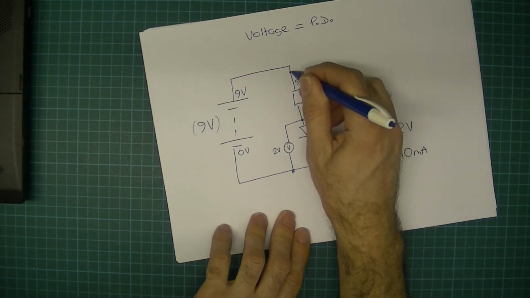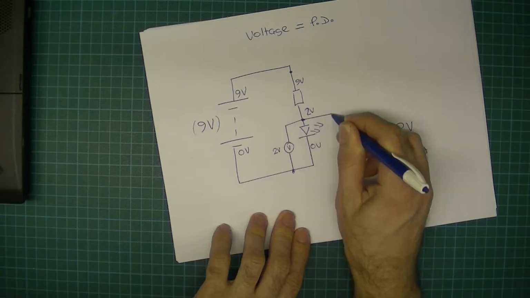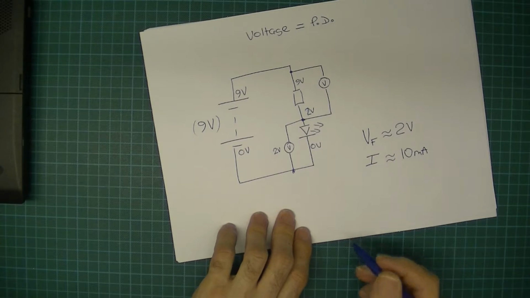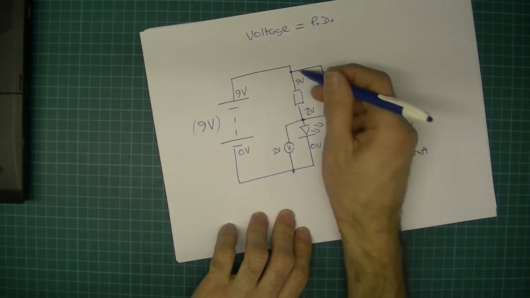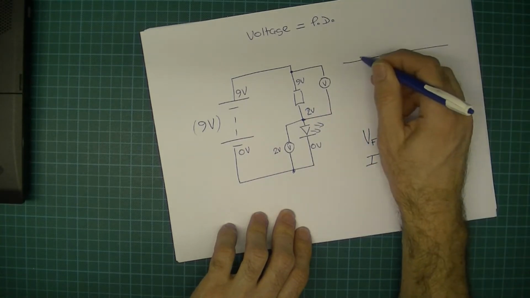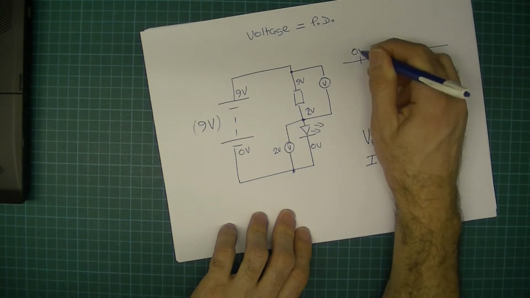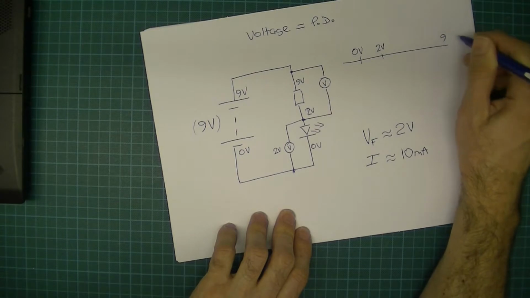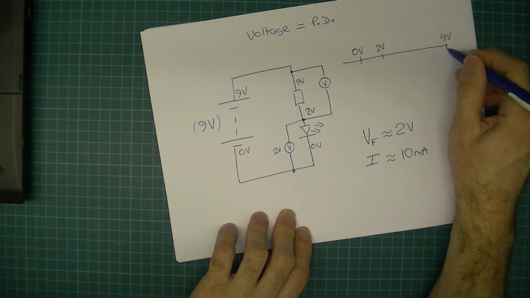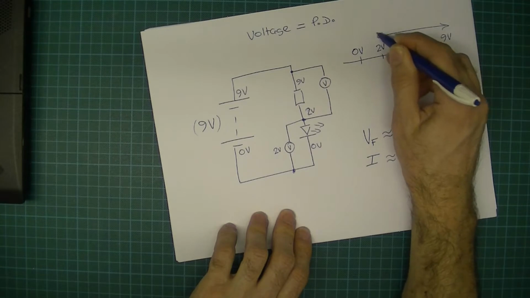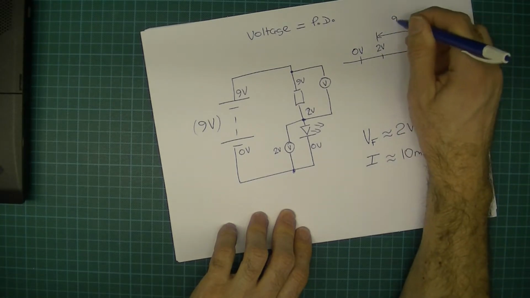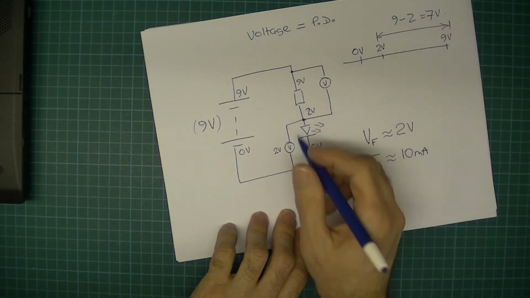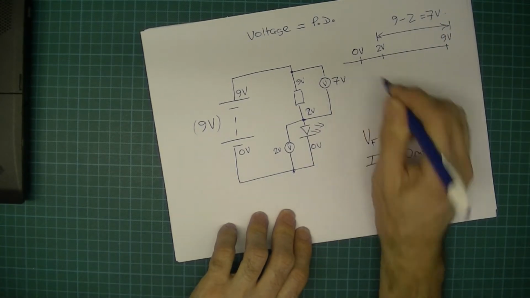Now remember, voltage is potential difference, so if I put a voltmeter there, what is the difference between 2 and 9? It might be obvious to some, but not to all. So 0 volts, 2 volts, and then going along the scale on the number line, 9 volts. What's the difference between 2 and 9? Well, 9 minus 2 is 7 volts here. 7 volts the difference, so that is 7 volts.